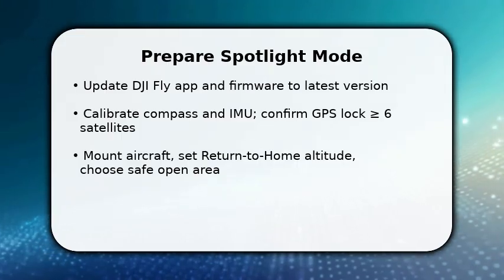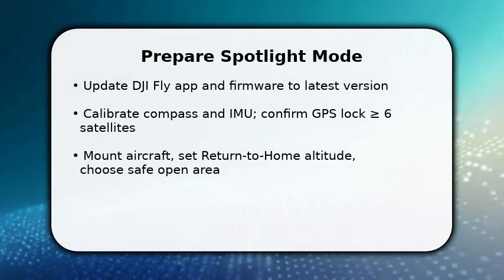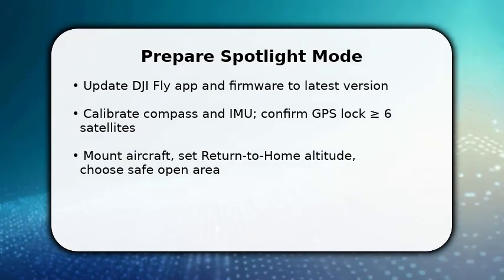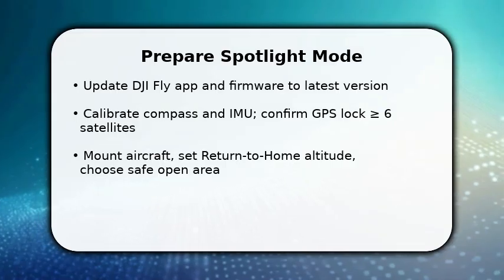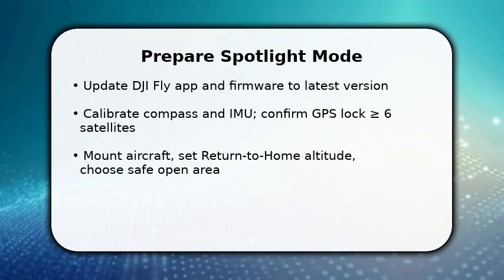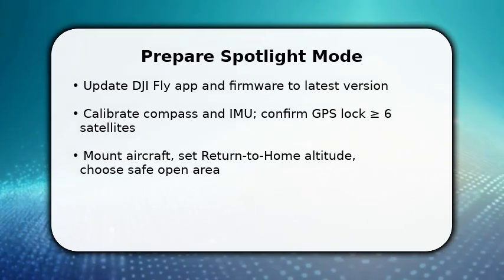You'll begin by opening the DJI Fly app and selecting the Mini 4 Pro. This ensures spotlight features are available. Once done, verify firmware and app updates so behavior matches the guide, and calibrate compass/IMU to prevent drift. Make sure you have at least 6 satellites and set a safe return-to-home altitude before takeoff.